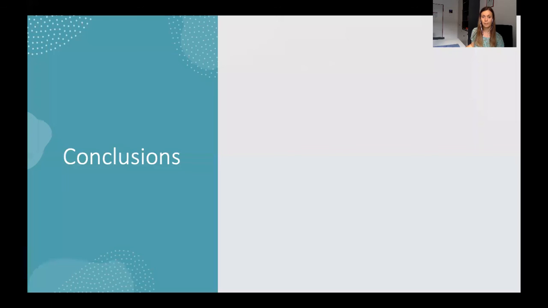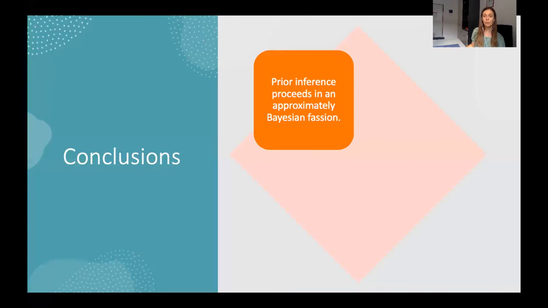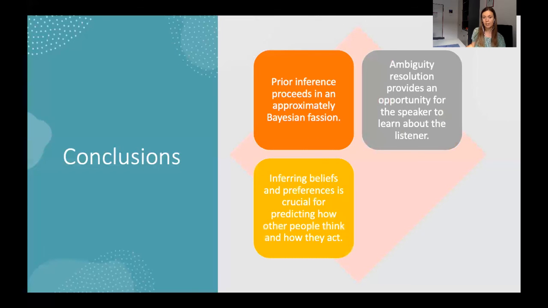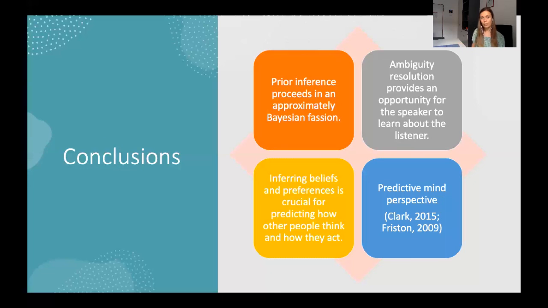To conclude, we see that humans update their prior preferences in an approximately Bayesian fashion. We noticed that ambiguity resolution creates an opportunity for learners to learn something about the listener. We further discussed the role of inferring listener preferences for the success of communication and social interactions more broadly. We then interpret our findings within the predictive mind perspective on human cognition.